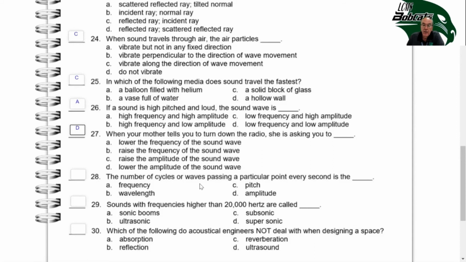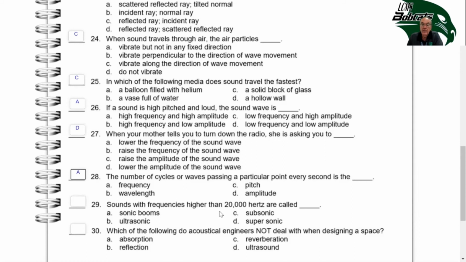The number of cycles of waves passing a particular point per second is the definition of frequency. Wavelength is from any point on the wave to the next one just like it. The pitch of sound would be how high or low, and amplitude is the energy.